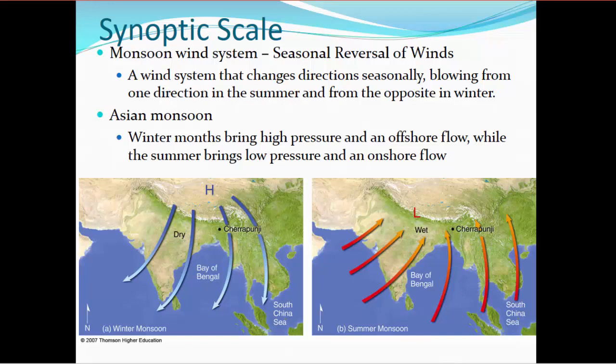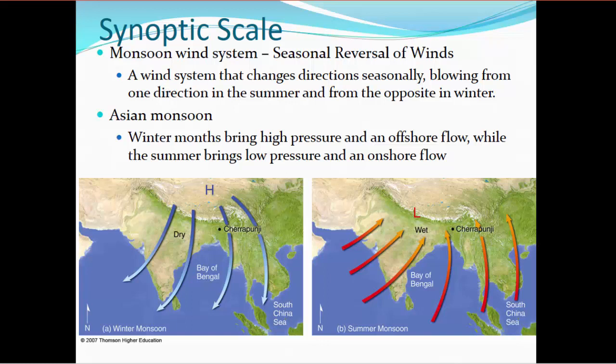Another wind that's transitional from mesoscale to synoptic, but really when you start looking at the region here, it's going to fall into the synoptic scale, is the monsoon wind system. Now, monsoon, when you hear that term, most people just think rain or lots of rain. It's a monsoon out there. Well, monsoon actually doesn't refer to rain at all. It refers to a seasonal reversal of winds. Monsoon means seasonal reversal of winds.